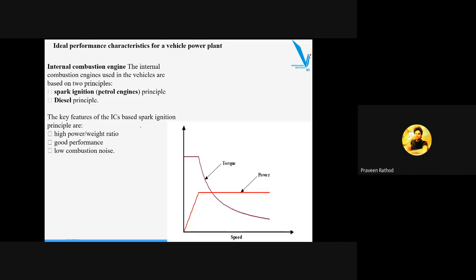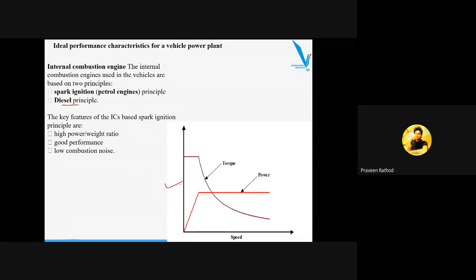We know that, for the ideal performance, an internal combustion engine can be used in vehicles based on two principles. One is spark ignition, that is the petrol engine, and the second is the diesel principle. The key features of an IC engine based on ignition principle are a high power to weight ratio, good performance, as well as combustion noise. When you see the graph, this is the ideal performance characteristic for a vehicle power plant.